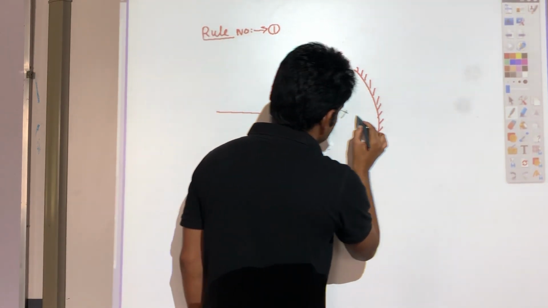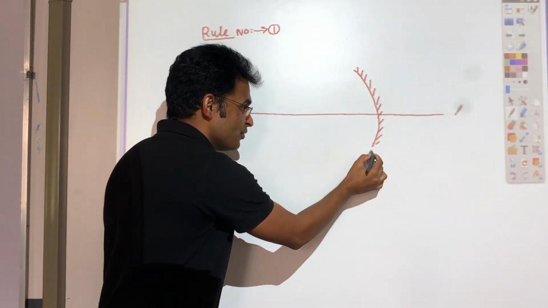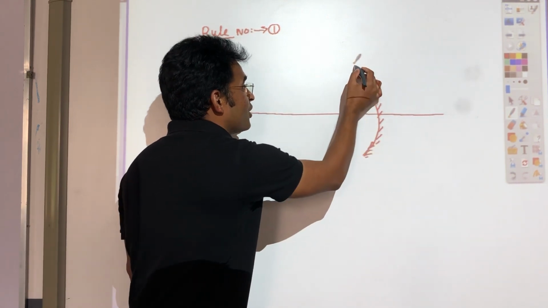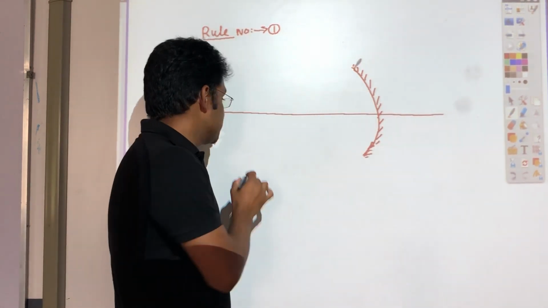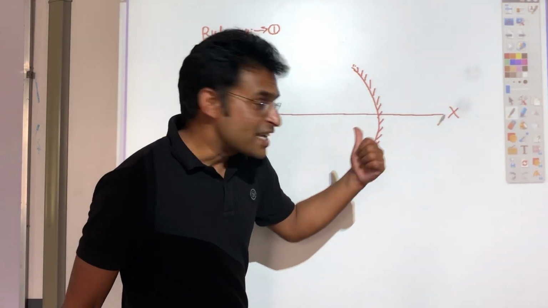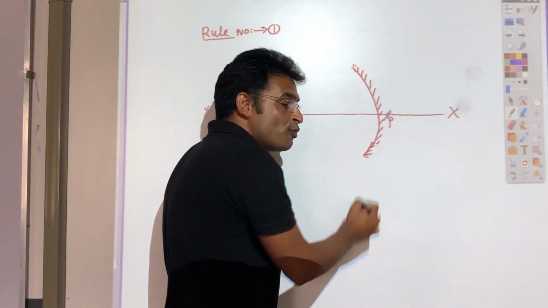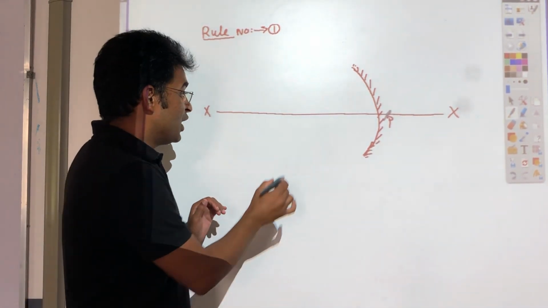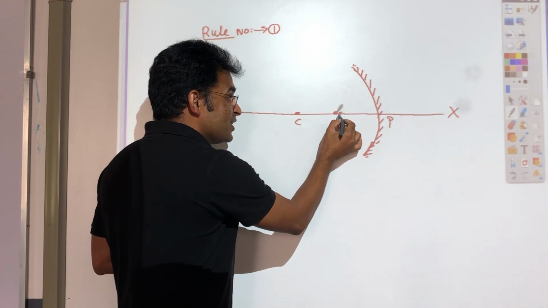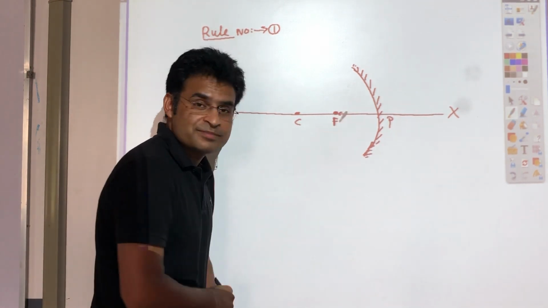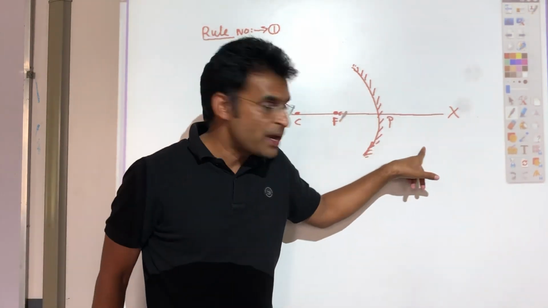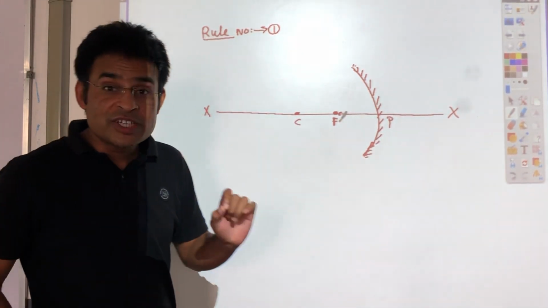See, this is the mirror, and the name of this mirror, obviously we know, is a concave mirror. This axis is called the principal axis, and where this axis cuts the mirror is called the pole of the mirror. Now if this one is the center, then half of that is the focal point. So this is the focus of the mirror, this is the center, this axis is the principal axis, and this one is the pole. What's the first rule?